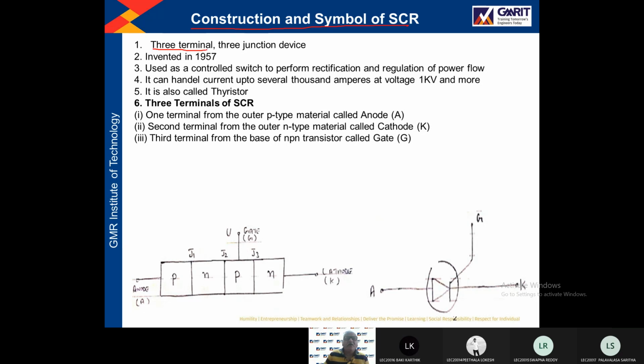It is a three terminal, three junction device. Three terminal, like a transistor, but the junctions are three. Here in this diagram, you can find three terminals. One terminal is anode, right? And one terminal is cathode.